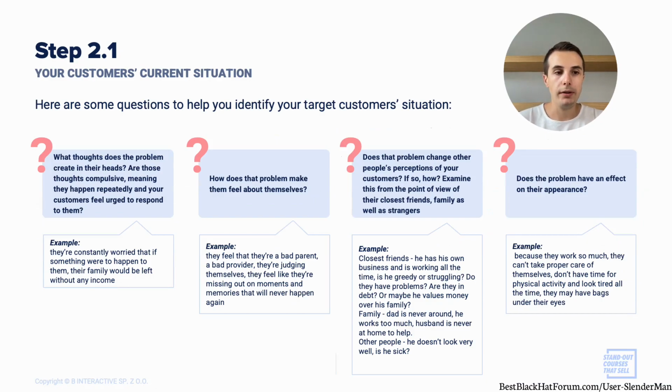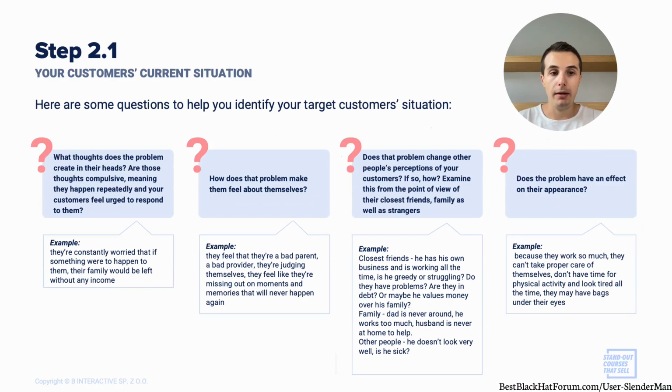So once we go through that, we want to be able to answer some more questions. Like, what thoughts does the problem create in their head? Like, what are they thinking about the problem? Are these thoughts compulsive, meaning that they happen repeatedly and the person feels urged to respond to these thoughts whenever they pop up? So an example would be they're constantly worried that if something were to happen to them, then their family would be left without any income, right? That's a very real thought that those people might be having.